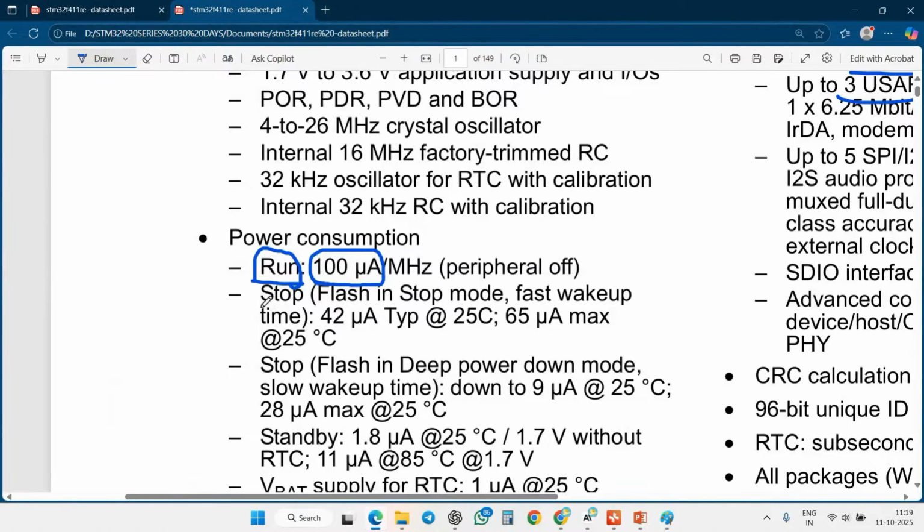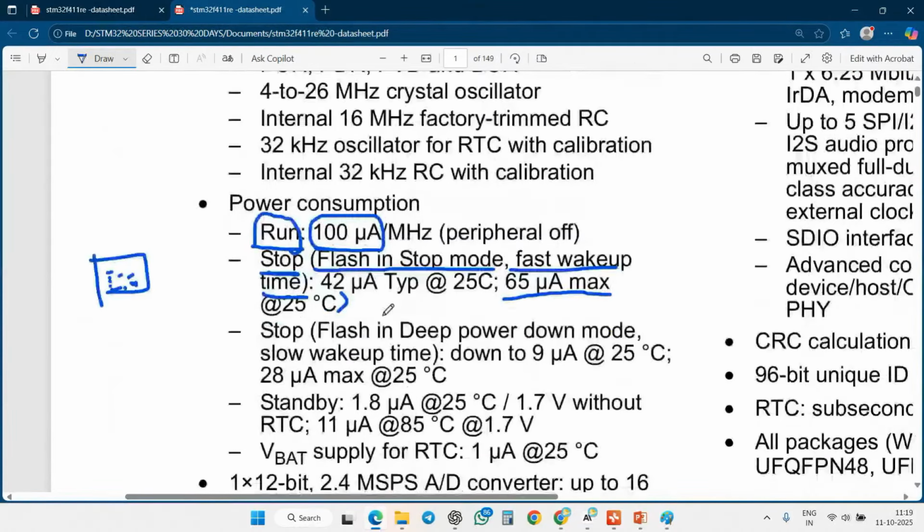Okay, what does stop mean? It is not exactly the stop mode, it is called flash and stop mode, fast wake up time. That means your flash is actually storing some data. It just has some data, so it can easily wake up. That current is taking 65 microamps.